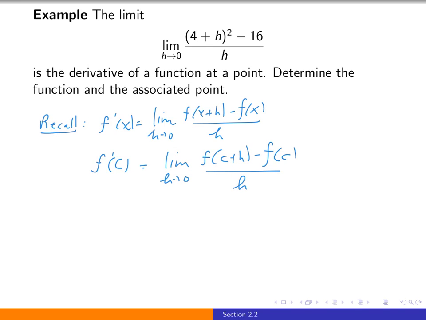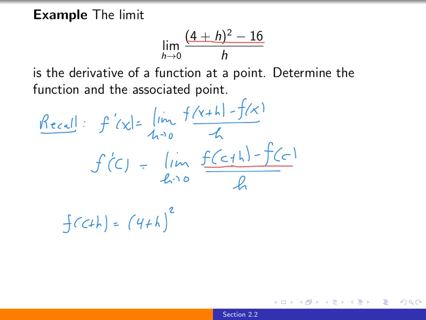And what we would like to do is compare this quantity in the numerator, the f of c plus h minus f of c, with the 4 plus h squared minus 16, and see, can we determine which function we are dealing with at what point? So looking at just the first terms, our f of c plus h is represented by the function 4 plus h quantity squared.